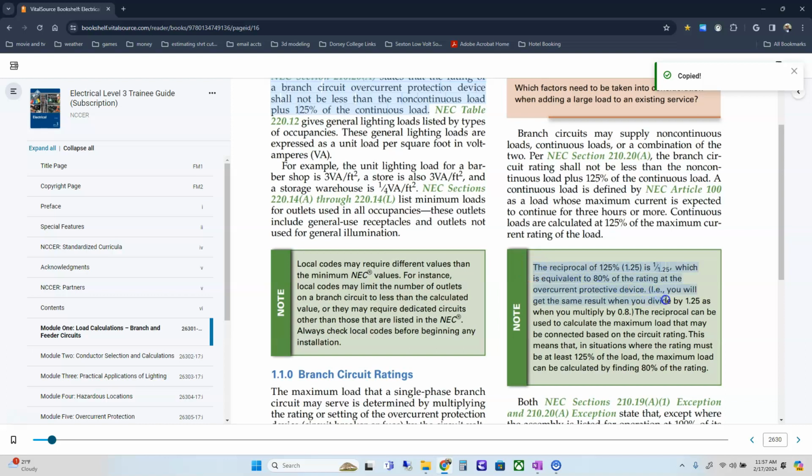The reciprocal of 125%, which is 1.25, is 1 over 1.25, which is equivalent to 80% of the rating of the overcurrent protection device. I.e., you will get the same result when you divide by 125 as when you multiply by 0.8. The reciprocal can be used to calculate the maximum load that may be connected based on the circuit rating. So whenever you have a breaker or a fuse and they want to know how much you can put on it, you basically need to put in your mind, I can only do 80%.